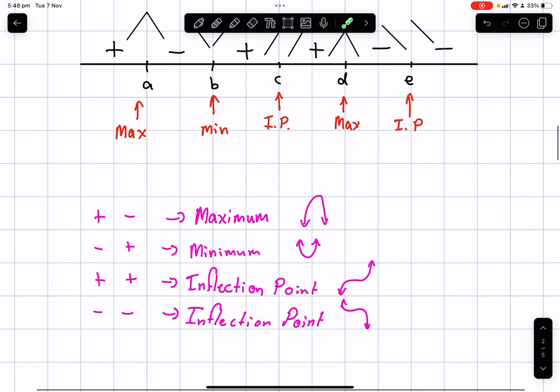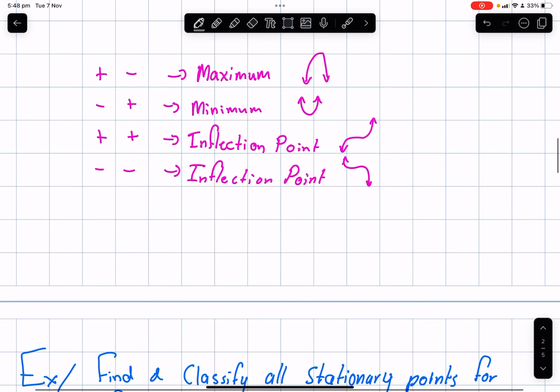So the general rule of thumb: if I have a plus then a minus on my sign diagram, it's a maximum. If I have a minus then a plus, it's a minimum. And if I have a plus and a plus, or a minus and a minus, they're inflection points. So when a question asks you to find and classify the stationary points, we're finding the coordinates of the maximums, the minimums, or the inflection points. And we'll go through an example together.